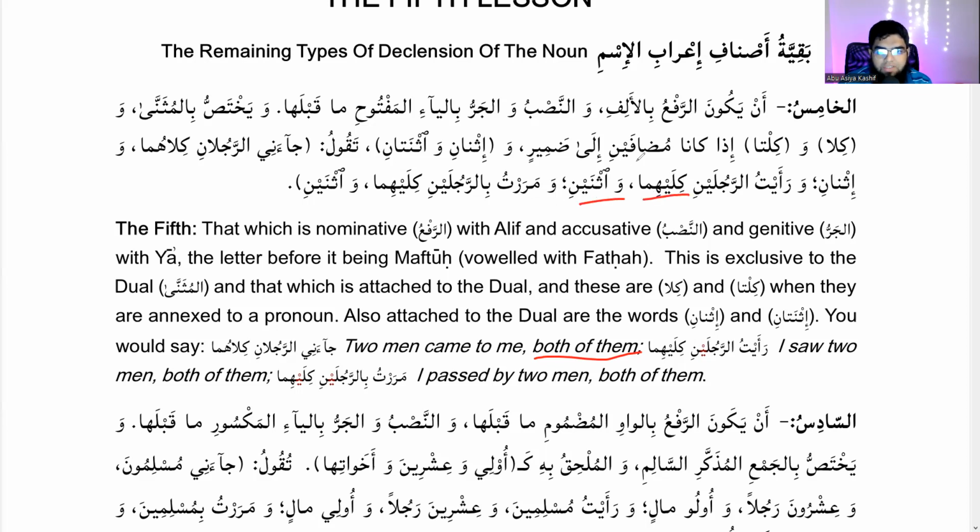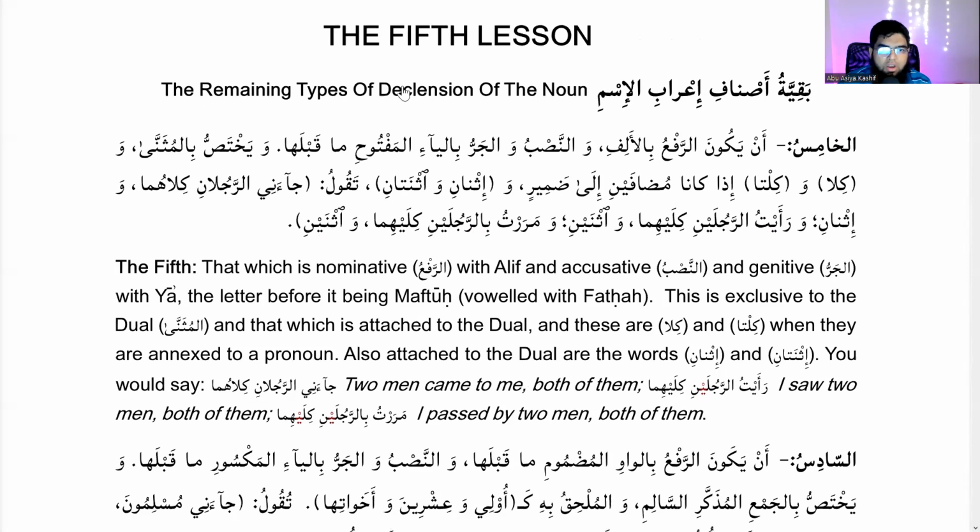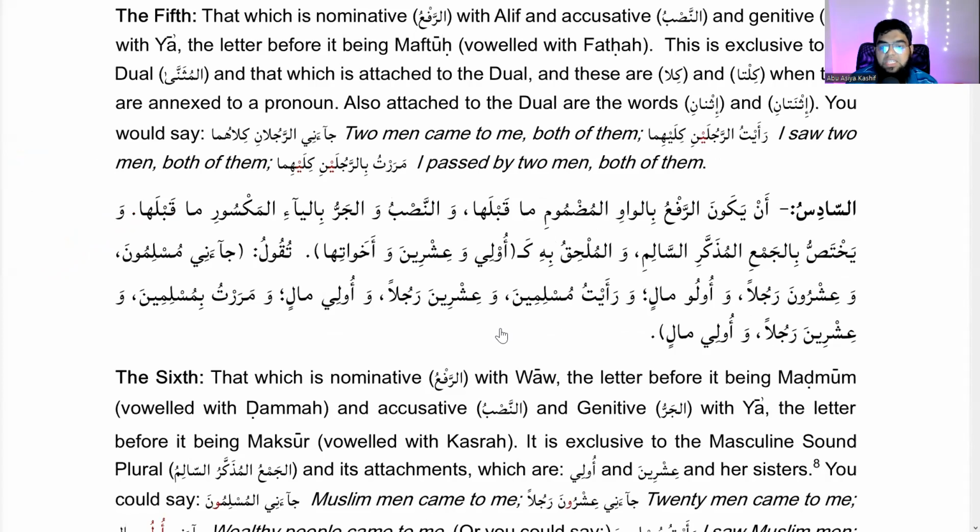Or marartu. So what does the alif change into? Rajulaini, to a ya. Kilayhima, to a ya. Ithnaini, to a ya. وَمَرَرْتُ بِالرَّجُلَيْنِ كِلَيْهِمَا إِثْنَيْنِ. I passed by two men. So he gave an example for nasb, and marartu bir-rajulaini is jar. All of this is jar. So this is for duals. For duals, remember, ani becomes aini: kitabani, min kitabaini, and the sign is the ya.